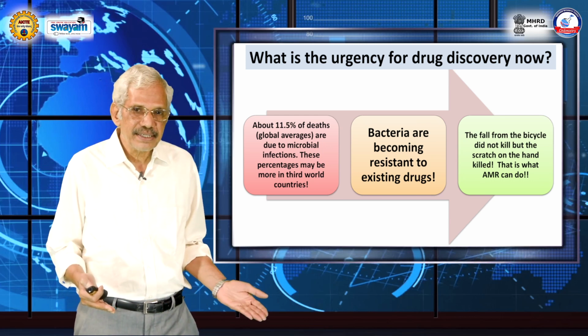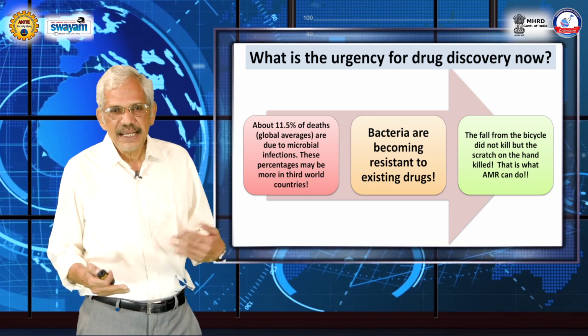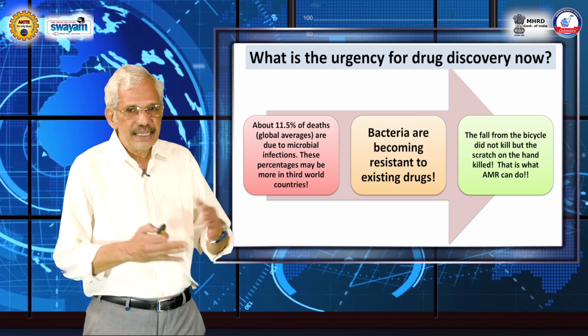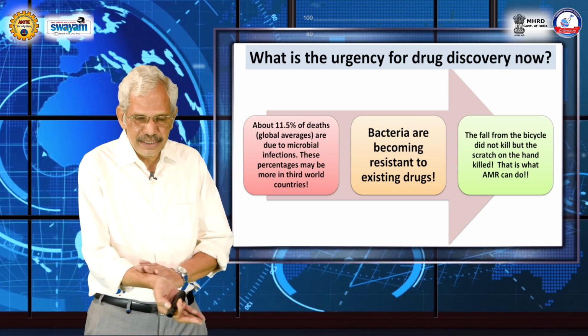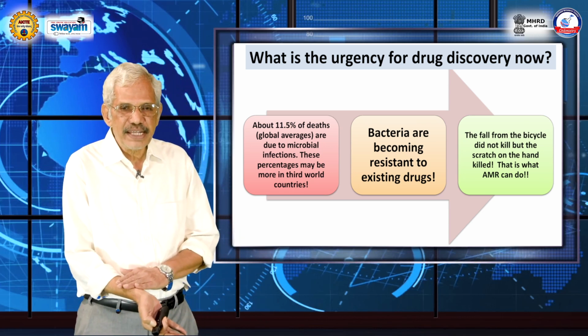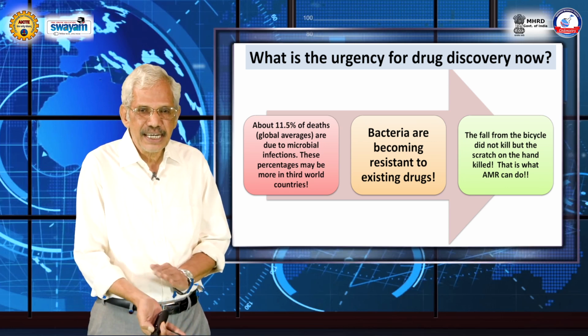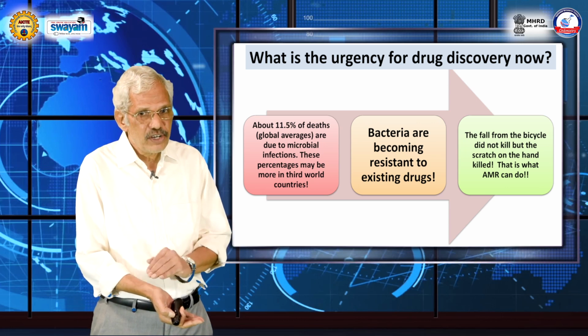On the other side, bacteria are becoming resistant to these drugs. So what can this AMR, antimicrobial resistance, do? Well, it doesn't have to be a deadly disease to kill people. It could be a simple fall from a bicycle of a little kid, and that little scratch on the hand can be a colony for bacteria. And since none of the antibiotics is working, the kid can die. That's a serious disaster situation if we don't discover.